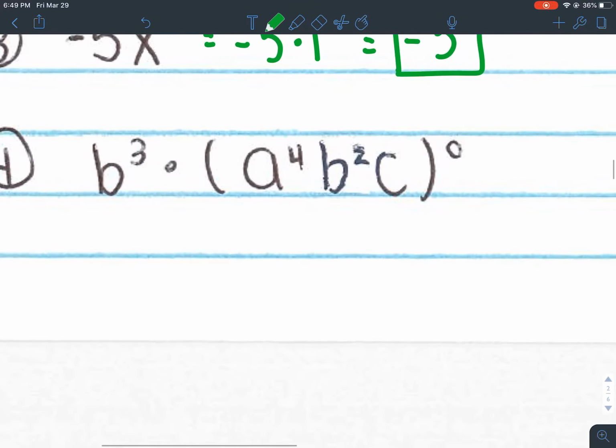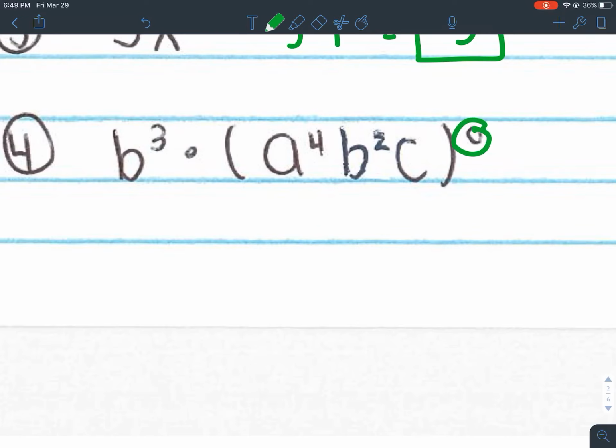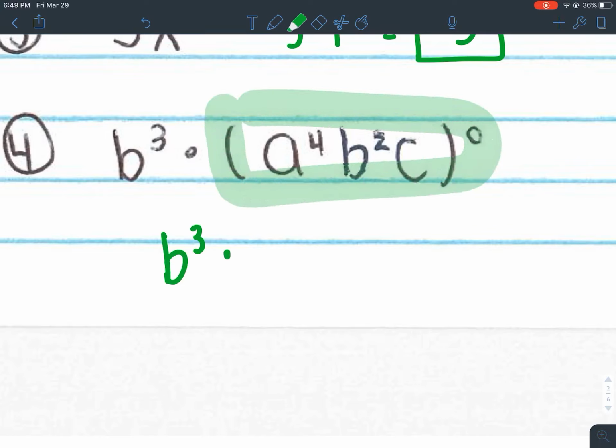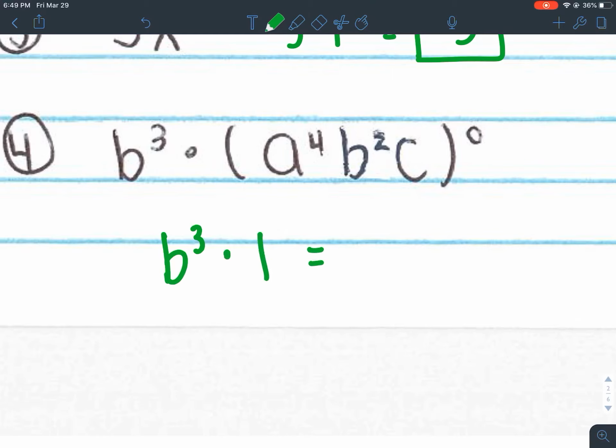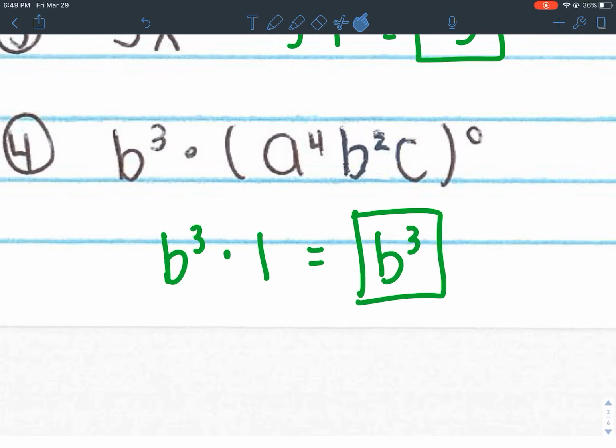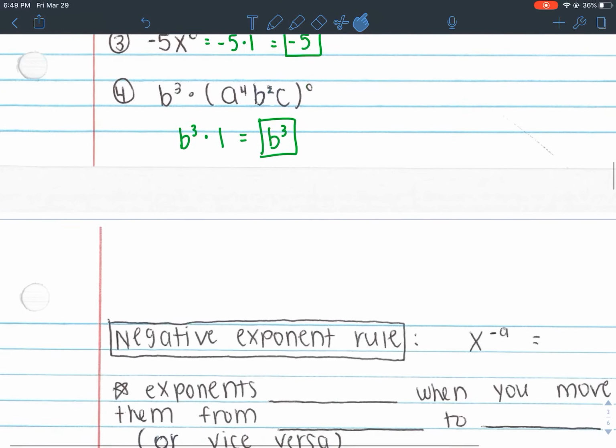Next is number 4, and I'm going to ask you, does this 0 have anything to do with the b cubed? No, it doesn't. So you're not going to attach it to that. Okay? And then that means that this whole thing right here is going to equal what? 1. It's going to equal 1, so then it's just b cubed. Okay? So just because you see an exponent of 0 does not mean everything crosses out and becomes 1. Just that one thing crosses out and becomes 1.